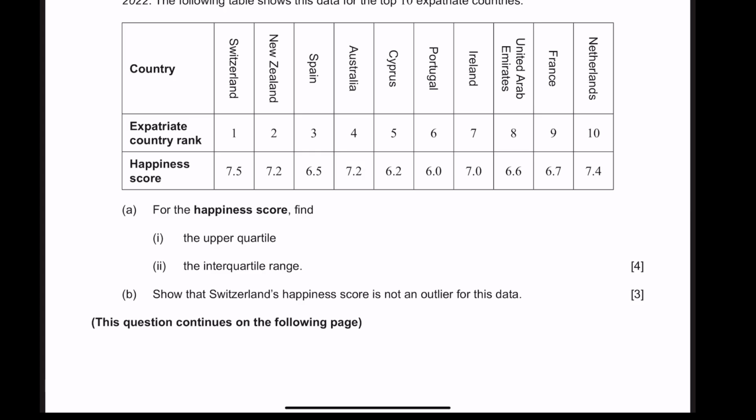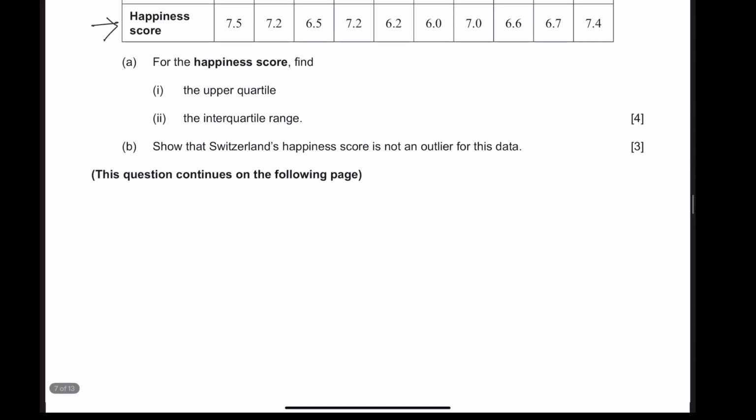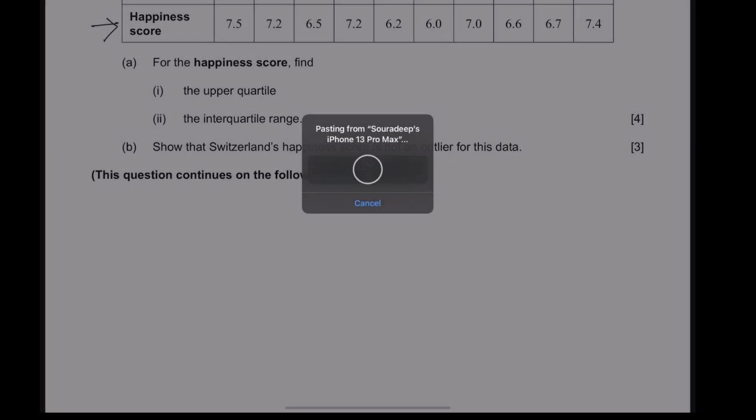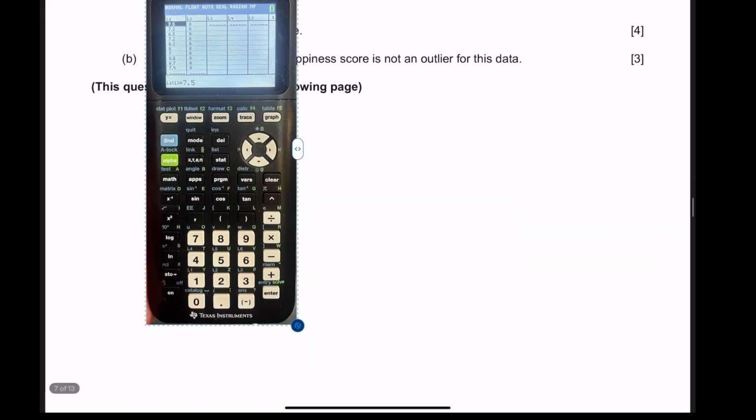So first I'll click on stat, right? And then edit. And then enter everything, like enter the happiness scores in list 1, right? So it should look like this. Fine. After we are done with this step, then we'll hit stat again, then go to calc and then hit 1, which is one variable stats. And then list will be L1, frequency list, you'll keep it as blank, and then move your cursor to calculate and hit enter. You'll get all the one variable statistics here.